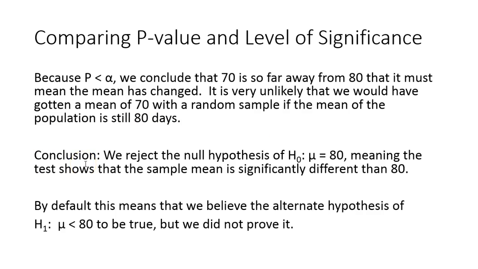So, in conclusion, what this means is we reject the null hypothesis, okay, meaning we don't think that it's 80 anymore. And that comes from our level of significance and our testing. Okay. And by default, that means that we believe that the alternate hypothesis is true. Okay, we believe that the average is now less than 80. But with statistics here, we didn't actually prove anything. The only way to prove that the population average is less than 80 would be to go through the population again. But comparing it to a sample, we believe that the population is now less than 80.